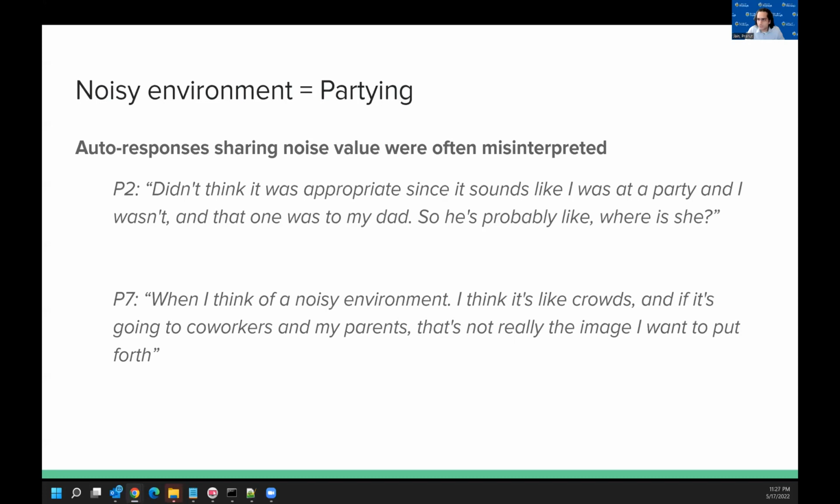One of the most common misinterpretations was that of sharing that the participant was in a noisy environment. Multiple participants reported that the first impression of sharing noisy environment was that of being in a party or in a large gathering, as shown by the following quotes.